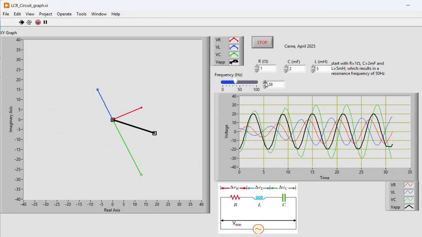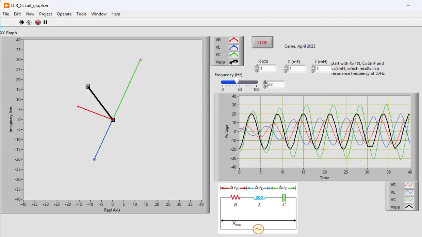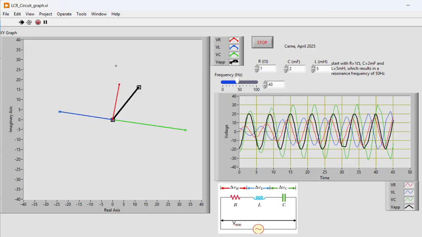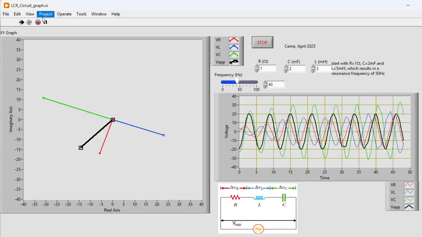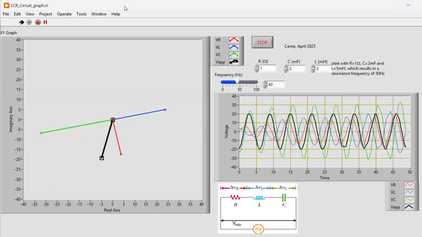So let's keep going. Higher frequency still. Notice the voltage across the resistor is getting bigger, and when you add all three together, the total voltage is no longer over here. It's actually moving closer to align with the red voltage across the resistor, because the green and the blue are starting to cancel each other out. So let's keep going. Higher.